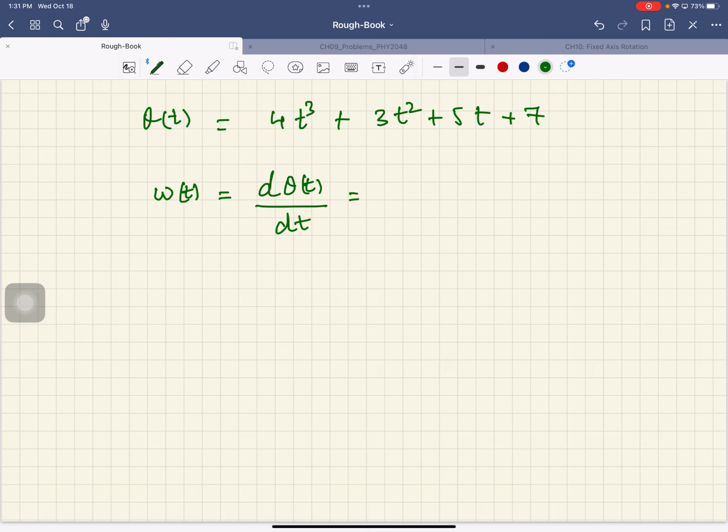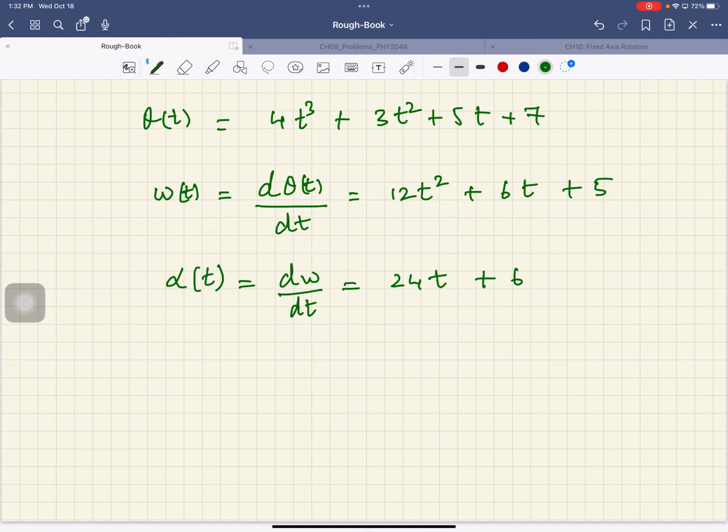Okay, so what is the angular velocity? What's the derivative? 12t squared plus 6t plus 5. Okay. And what was the derivative of velocity in linear motion? That was acceleration. And so we'll call this angular acceleration. It's denoted by alpha. And that's equal to d omega by dt, and this is equal to 24t plus 6, okay, and so on.